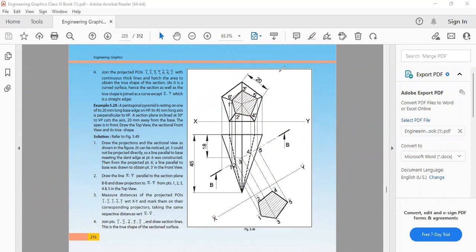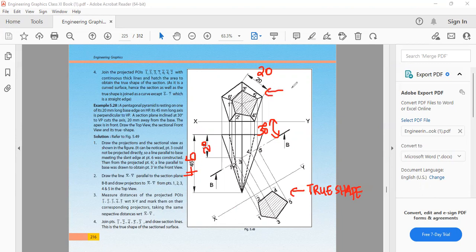Okay. So then mark all the dimensions. 20 is the side of pentagon. Then the height of this object is 45, and the cutting plane distance is 20 mm from the base. Then the cutting plane inclination is 30 degree. Okay. So right here, write TRUE SHAPE.